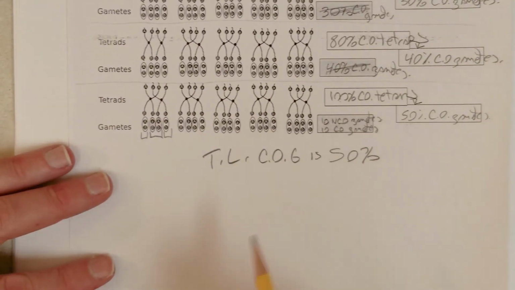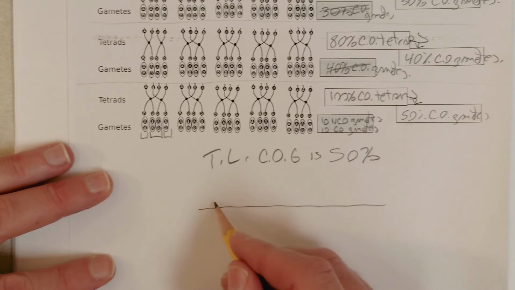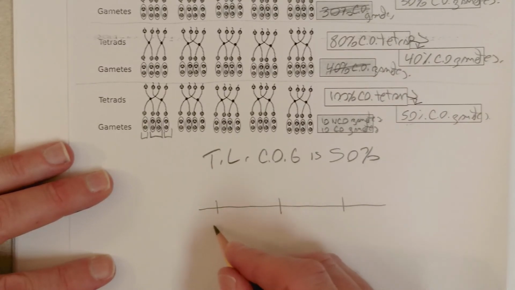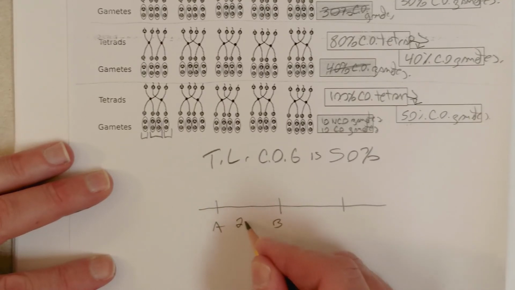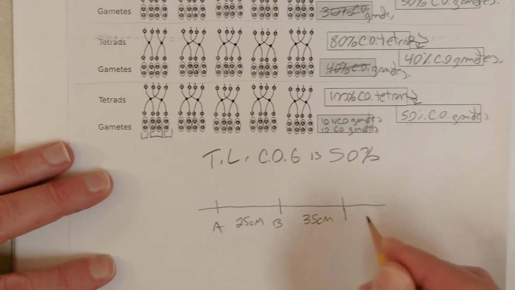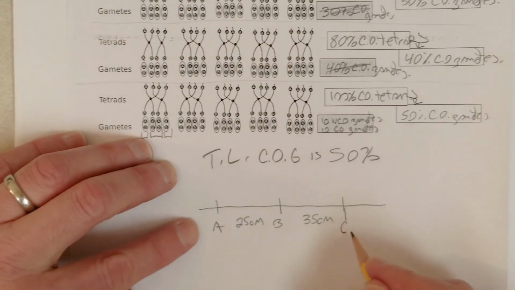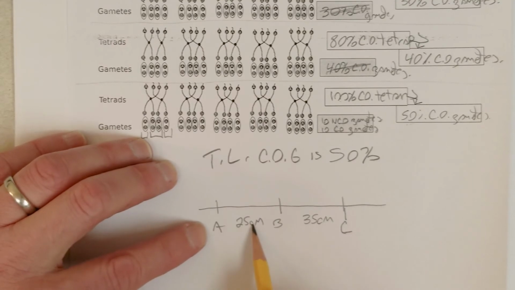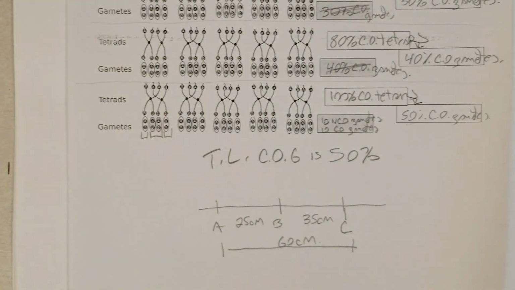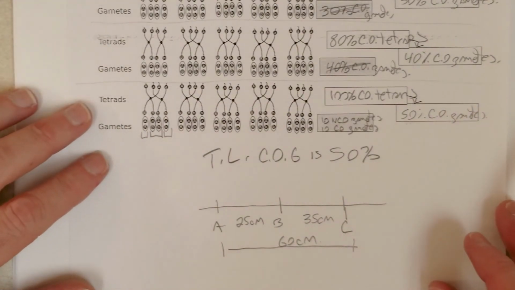But that leads to a question. How can we have something if these genes are 25 centimorgans apart, and these ones are 35 centimorgans apart, say right here, 25 centimorgans between A and B, and 35 centimorgans between B and C. Won't these be 60 centimorgans apart? And yes, they are 60 centimorgans apart.